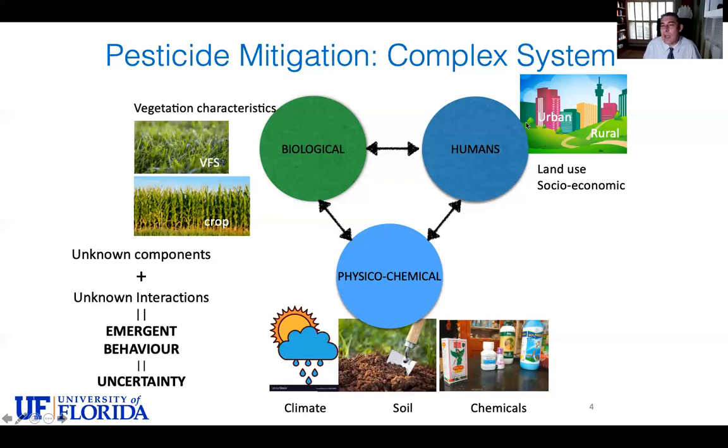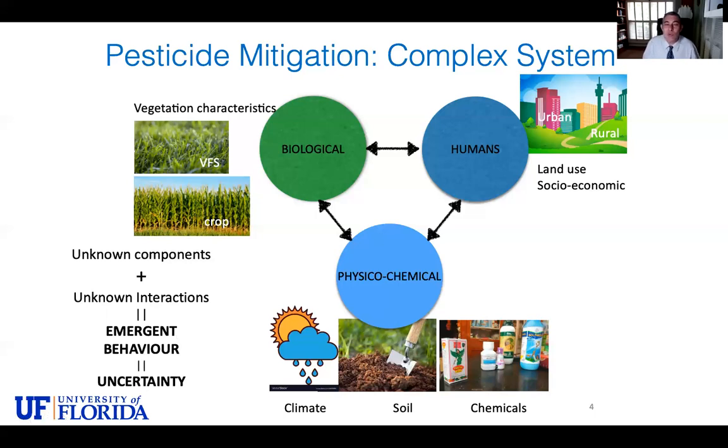And then of course we have the sources, which are dictated by humans, the land use, the decisions to use the land for rural, urban, what to put on the land based on socioeconomic drivers. So ultimately all these things conflate to create many unknown components and interactions, which ultimately result in what we are going to call emergent behavior, which ultimately is surprises.